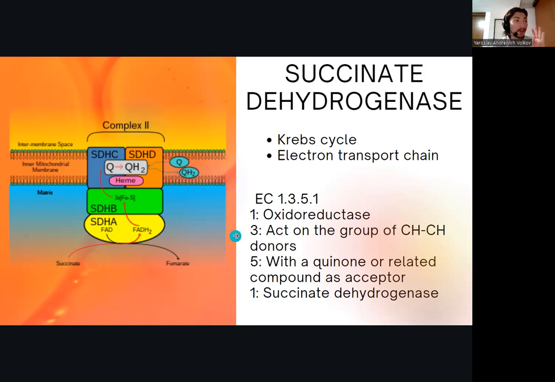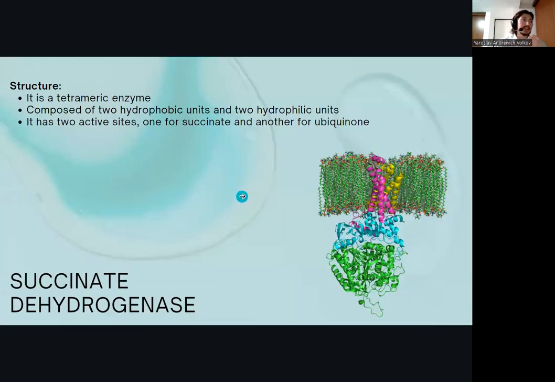This enzyme is divided into 4 subunits, A, B, C, and D. Now, we can also understand that it's a tetrameric enzyme composed of 2 hydrophobic units and 2 hydrophilic units on the bottom and the top, and it has 2 active sites, one for succinate and the other one for ubiquinone.